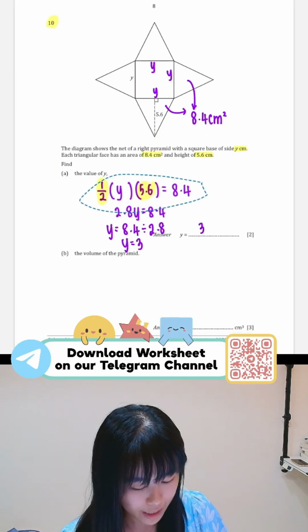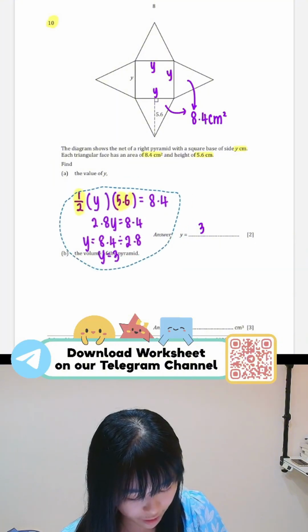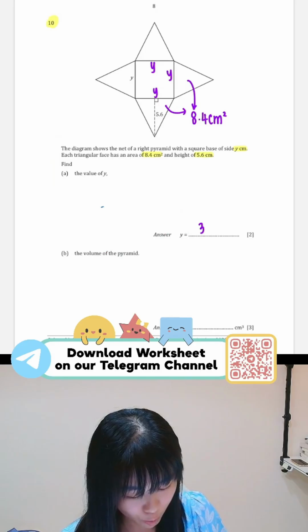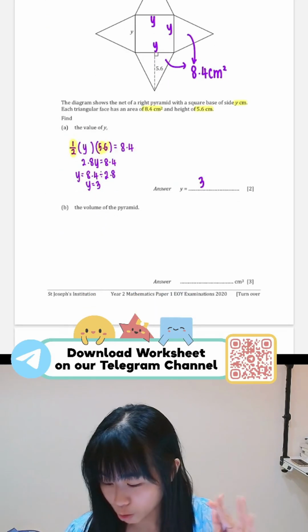So that's how you do part A. Quite simple. This one is not even Sec 2 math. This one is like primary school math. I think P6 can do it also. So we look at part B.